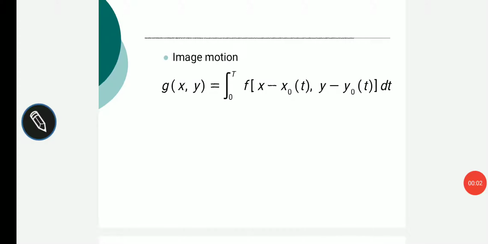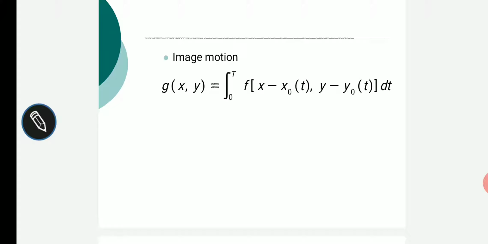Hello students, in the previous class we have seen estimating the degradation function. There are three principal ways to estimate the degradation function for use in the image restoration process. The first one is estimation by image observation, the second is estimation by experimentation, and the third is mathematical modeling. In the previous class we already saw how to estimate by image observation and experimentation. In today's class we'll see estimation by modeling.